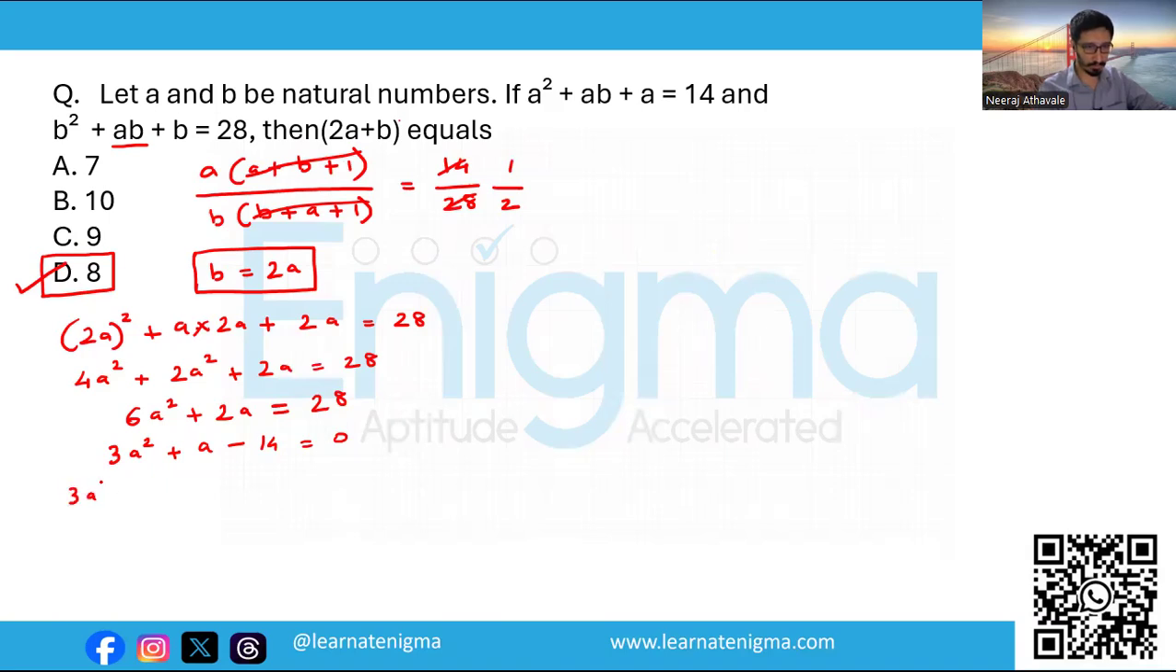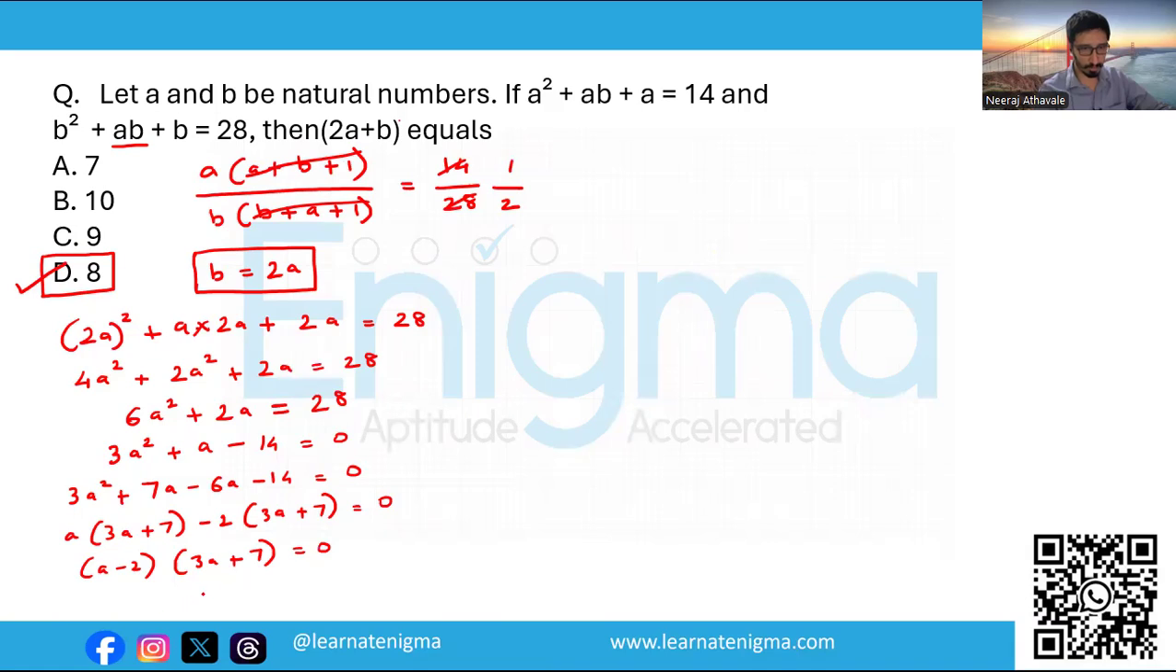So that gives us factorization: 3a square plus 7a minus 6a minus 14 is equal to 0. So a common, this becomes a times (3a plus 7) minus 2 times (3a plus 7) is equal to 0. So we get (a minus 2) into (3a plus 7) is equal to 0. So a is equal to 2 or a is equal to minus 7 by 3. But we cannot take minus 7 by 3 as the answer because it's given a and b are natural numbers. So a comes as 2.